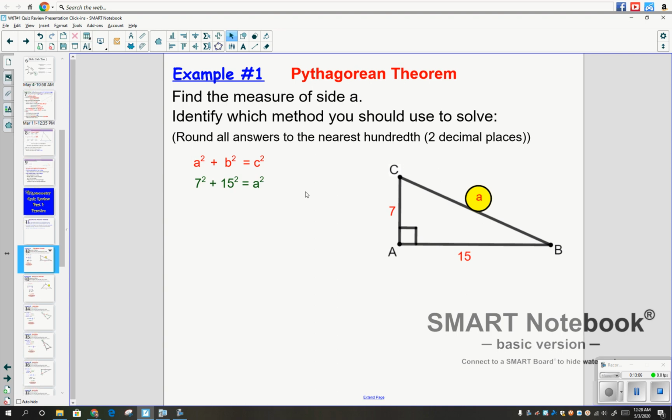So I will do 7 squared plus 15 squared equals A squared. Square both those terms, I get 49 plus 225. I add them together to get 274. How do I solve for A? Yeah, take the square root. The opposite operation of squaring a number is taking the square root. The square root of 274 is 16.552. Round that to the nearest hundredth, 2 decimal places, and I get 16.55.